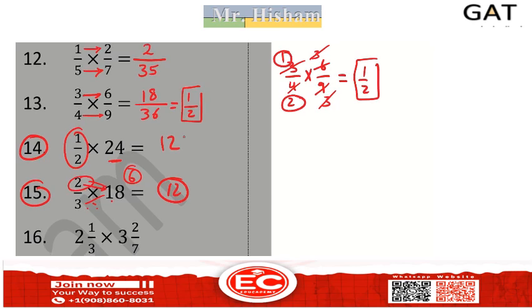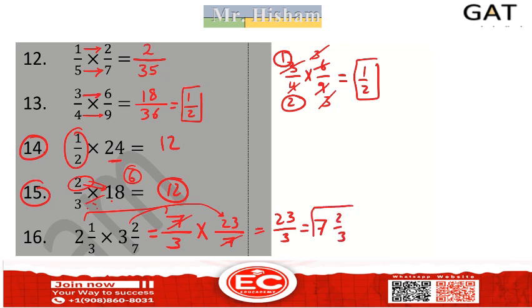But regarding number 16, you need to change the first one into an improper fraction and change the second one into an improper fraction. How can I do that? I put down the 3, and 2 times 3 plus 1. 3 times 7 plus 2. By cancelling the 7, it's 23 divided by 3. If you are good enough and can change this to 7 and 2 over 3, you are more than welcome. Why? Because 7 times 3 is 21. Out of 23, I have 2 left.